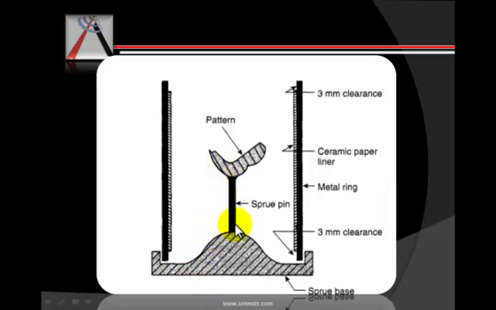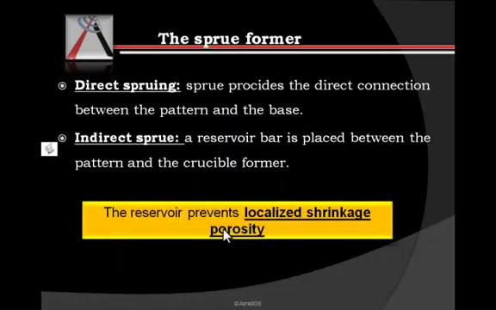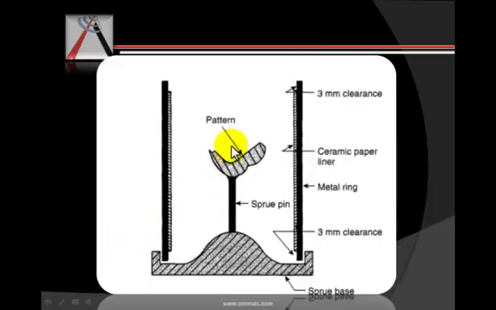Now this sprue former is attached to the sprue base. This attachment of the sprue former to the sprue base can be done in two kinds. One is by direct sprueing, wherein the sprue proceeds directly to connect with the base. So from the pattern to the base is the sprue. And in indirect sprueing, there is a reservoir bar that is placed between the pattern and the crucible former. So we just go back to this diagram and we just look at this. One is the direct sprueing wherein your wax pattern is directly sprued to the sprue base.